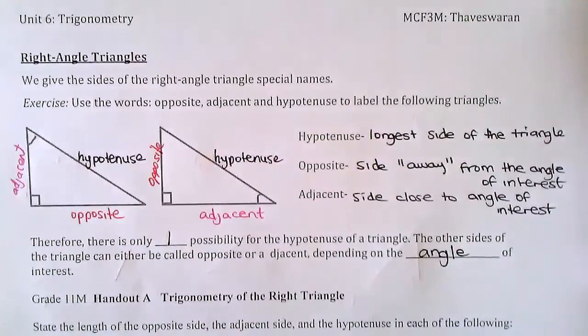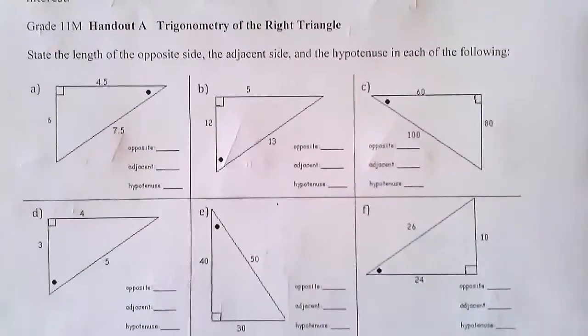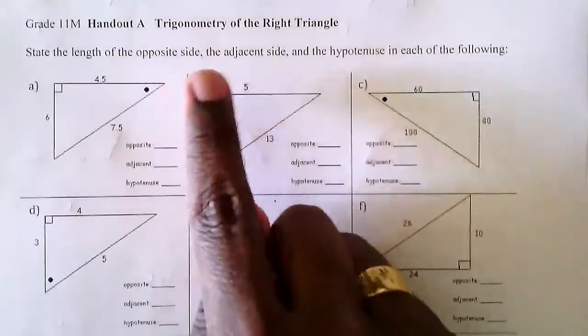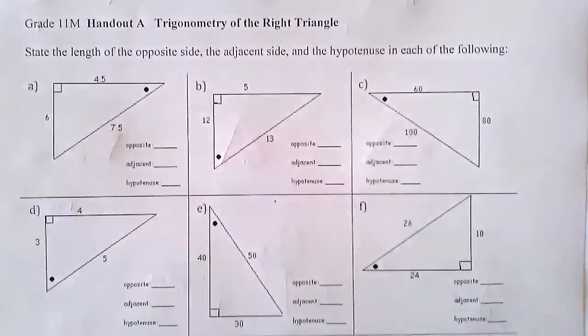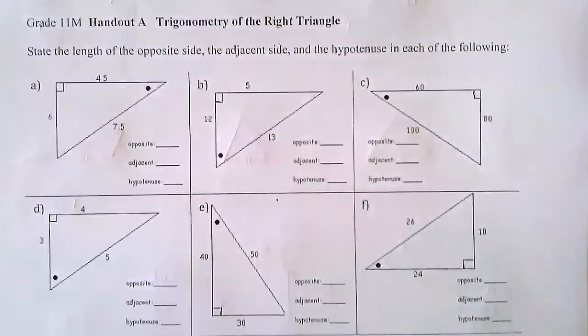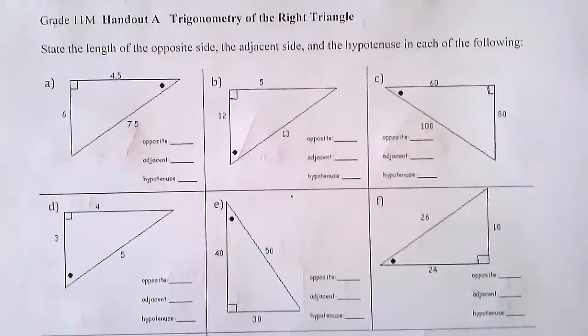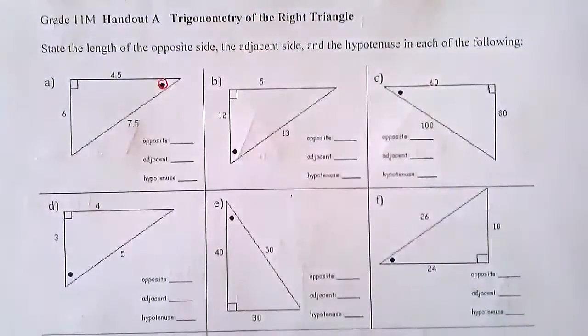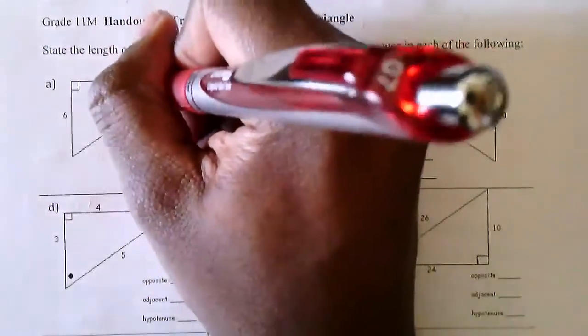So the homework for today, which is super easy, is you're going to take a look at this question where it says, state the length of the opposite side, adjacent side, and the hypotenuse in each of the following. The first thing I want you to notice again is that they're all right angle triangles. So this works because we're working with right angle triangles. And what the worksheet has done is indicated your angle of interest with this dot. So I'll do the first question with you.